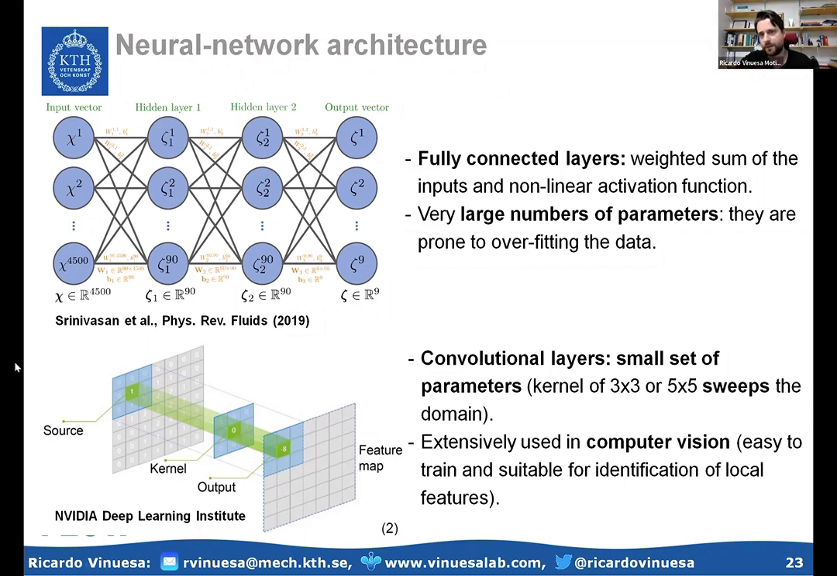And in this case, I guess most people in the audience are familiar with this, but essentially we use this kernel to do the convolution operations, and with a reduced number of parameters in the first layers, we can actually obtain very meaningful predictions.